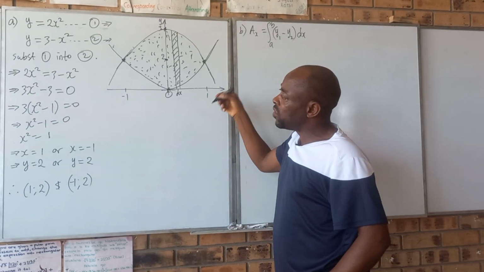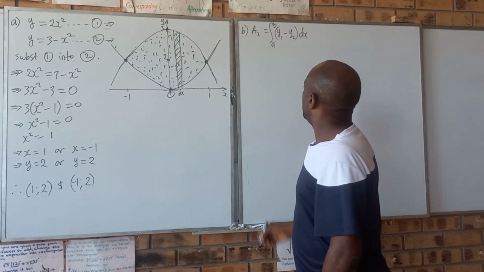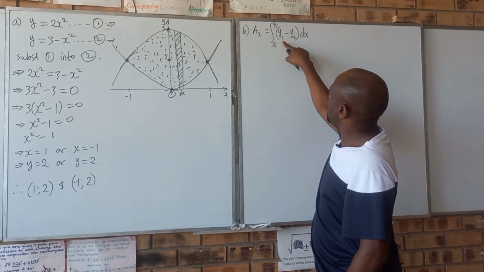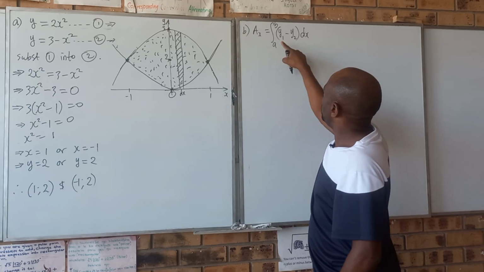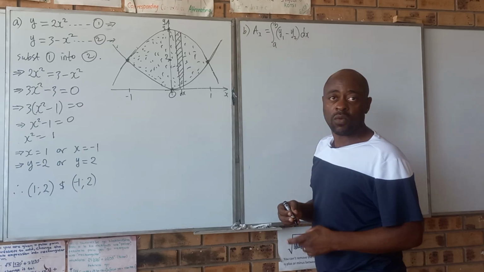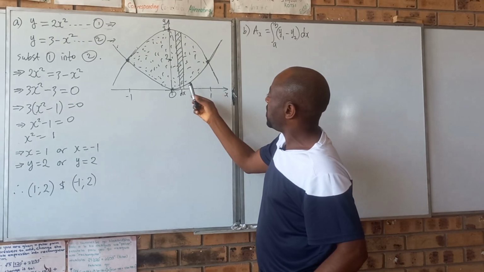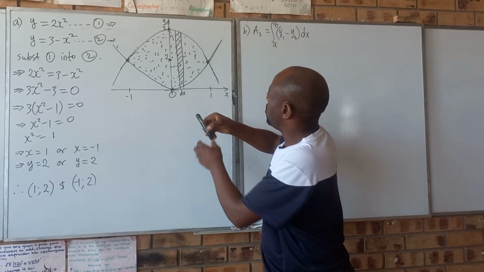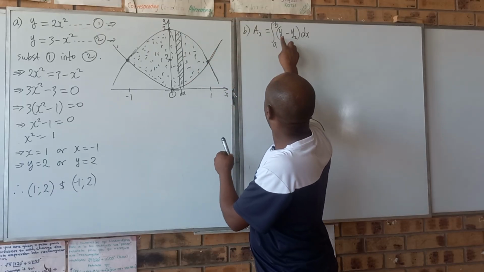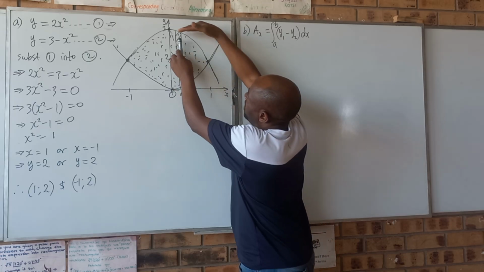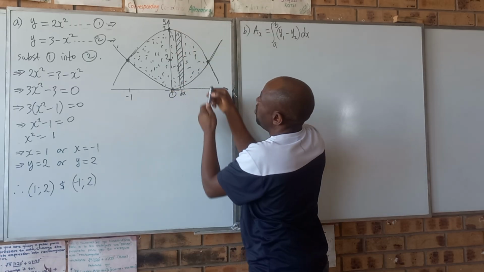Your strip is the most important thing in your graph. And also that formula is reminding you that in your diagram, you need to know what is your y1 and what is your y2. So because I've used a vertical strip, I must label the two graphs that my strip is touching with y1 and y2. y1 passes above the strip, y2 below the strip.